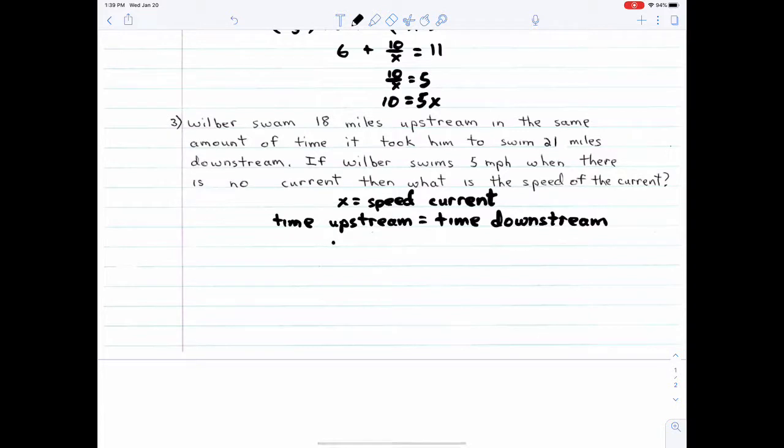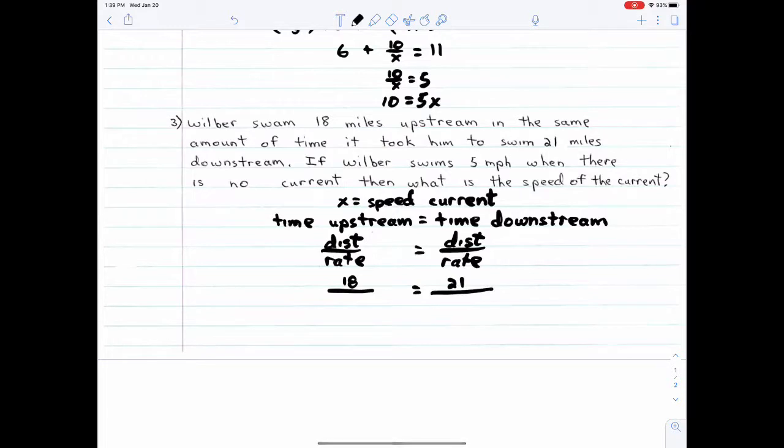Okay, so that's going to be distance divided by rate equals distance divided by rate. Okay, so upstream, he goes 18 miles. And he goes 21 miles downstream.